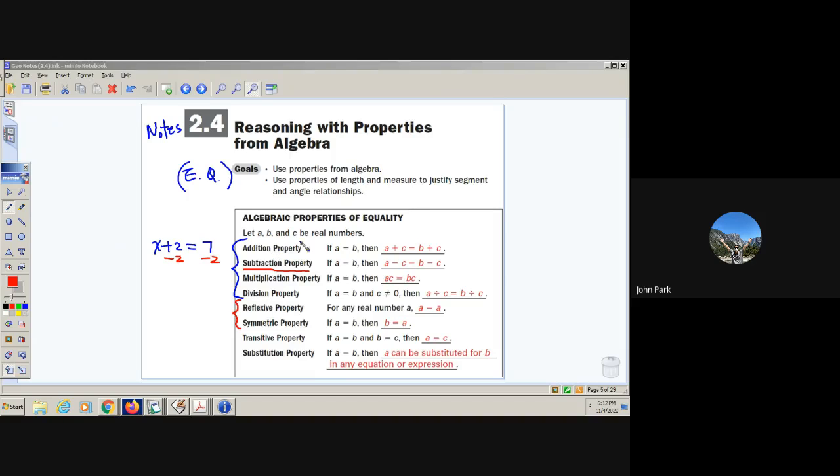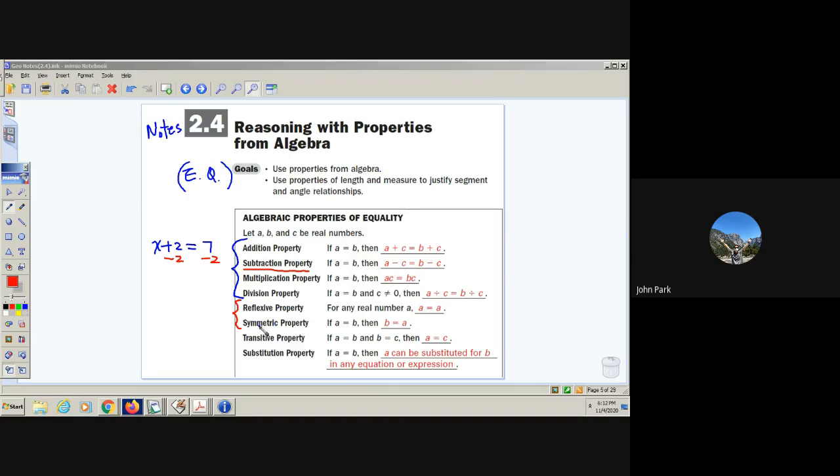So when you solve equations, you can add, subtract, multiply, divide the same things on both sides of the equation, and it will still be equivalent, so it'll be equal. So that's what we do to solve algebraic equations. So these are familiar, right? Addition, subtraction, multiplication, division properties of equality.